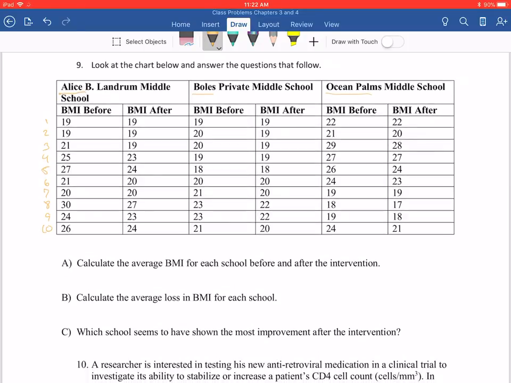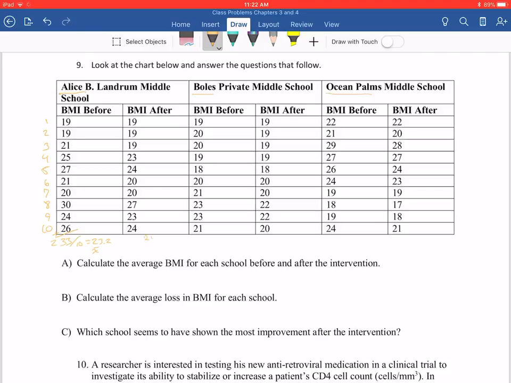First thing it wants us to do is calculate the average BMI for each school before and after the intervention. So we need to calculate the average for each school. So the way we do that is we add up all the BMIs before. So we're going to add up all these values here. When you add them all up, you get 232. And you divide that by 10, the total number there, and that's going to equal 23.2. That is your X bar, that's your average.